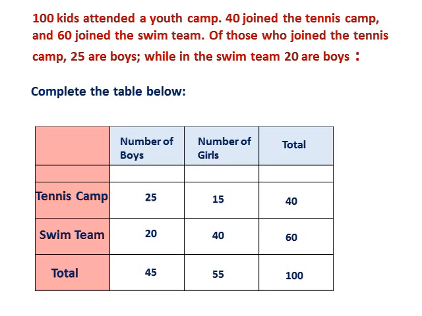Now as a double check, let's look over the last column under total. We can see that there are 40 kids who joined the tennis camp and 60 kids who joined the swim team. If you add those up, you'll have 100. So either way, horizontally or vertically adding the information, they should total. If they do not total to the same number, then that means something is off.